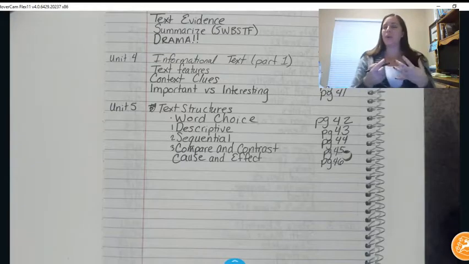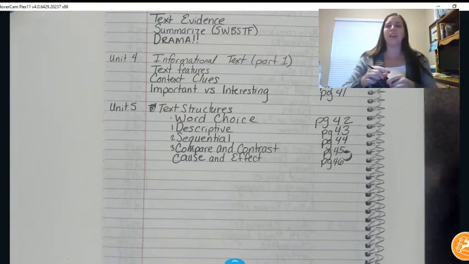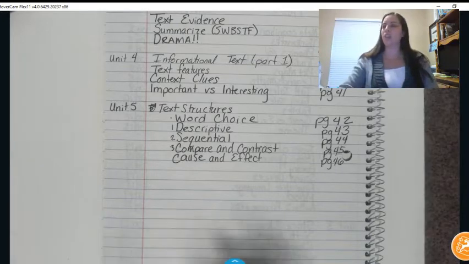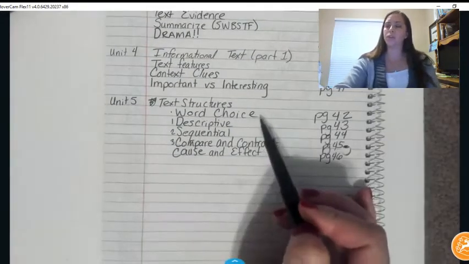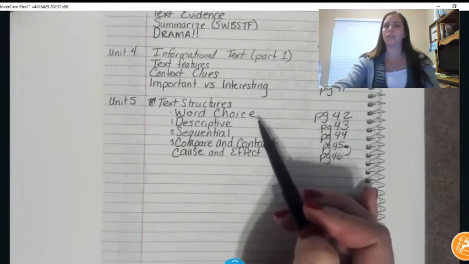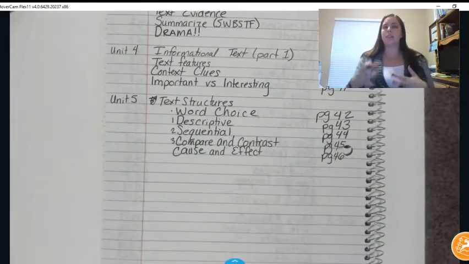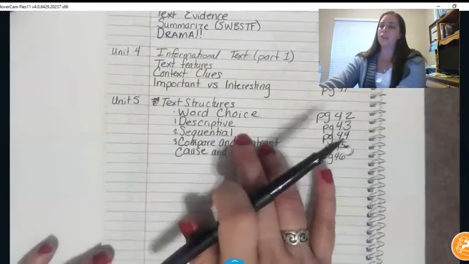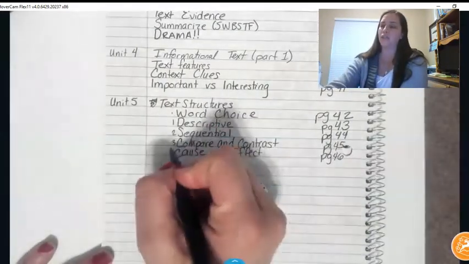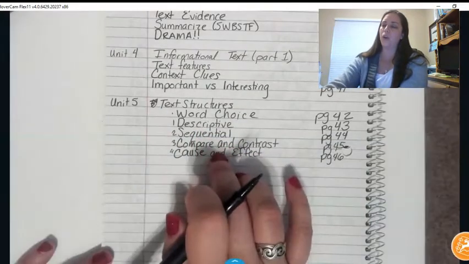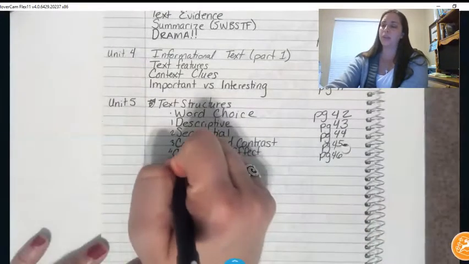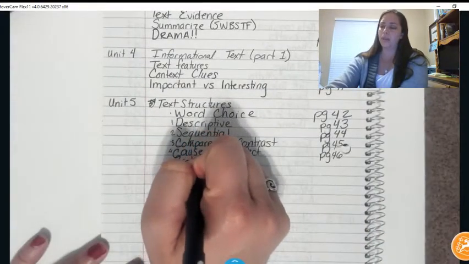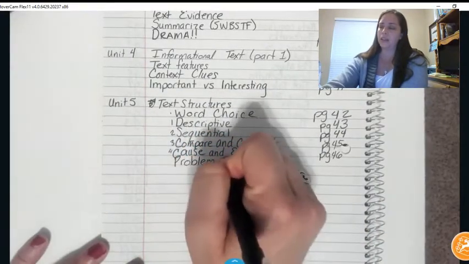All right, everybody, welcome back. We are doing our next section in our text structures. This is actually our fifth and final text structure. Remember, word choice is not technically a text structure, but we do add it in there because it helps us understand our informational text. Descriptive, sequential, compare, contrast, cause, and effect. Those are our four first types of text structure. And today we are going to be working on problem and solution.